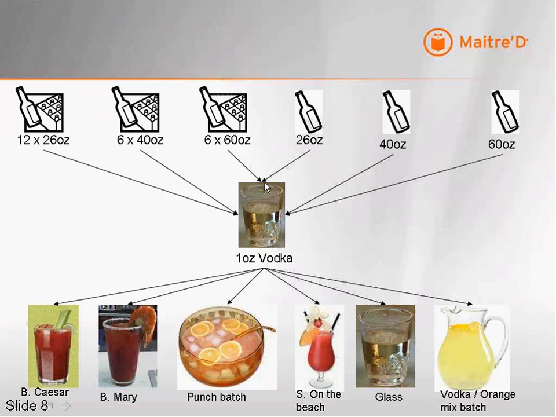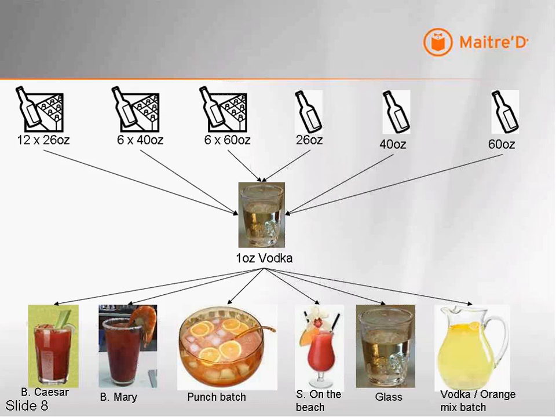Because if you look at most of your recipes in inventory, you could sell the item 1 ounce at a time in a glass, or a couple of ounces at a time. You could use it in drinks, so you could have your recipes for your Sex on the Beach, your Bloody Mary, your Bloody Caesar, that kind of stuff. You could also have inventory recipes that create batches, like you want to create a batch of punch, for example, or a batch of pre-made vodka and orange juice mix. So that generic item will be used in your recipes.